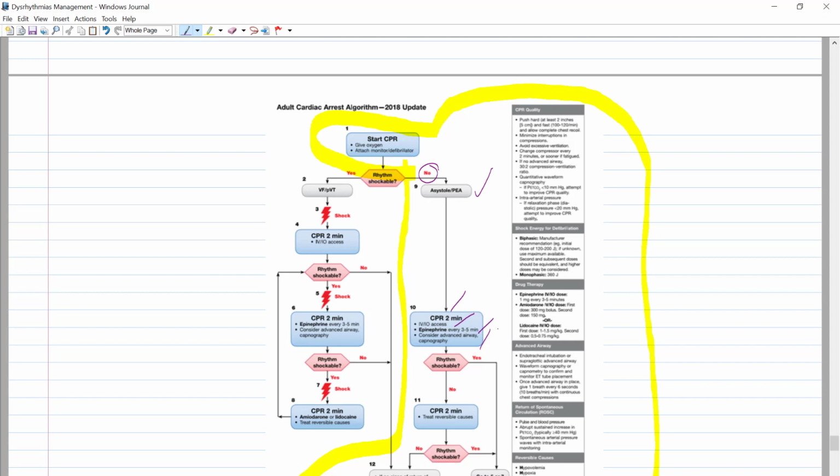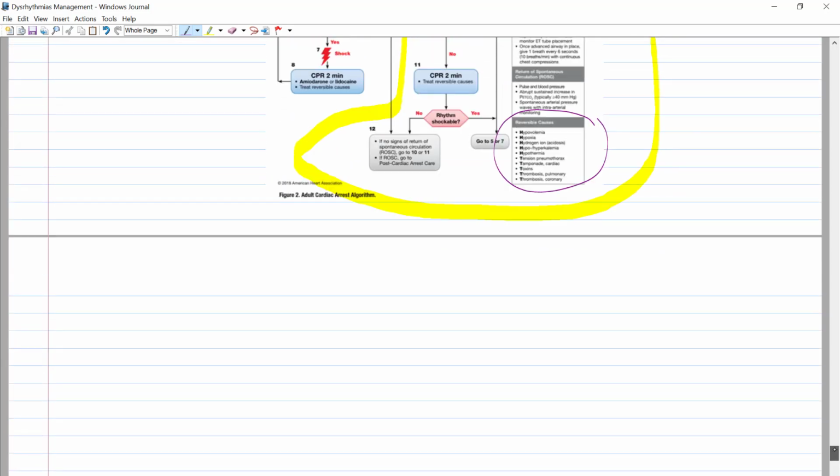So as you can see here, every 2 minutes, you have to reevaluate and analyze what's the rhythm of the patient. It means every 2 minutes, everyone should stop whatever you're doing and look at the cardiac monitor. And if you see that it's still asystole or PEA, you have to continue doing CPR. You have to continue giving epi, 1 milligram every 3 to 5 minutes. And you keep finding out what the possible causes are. So that's what you're supposed to do for PEA or asystole.